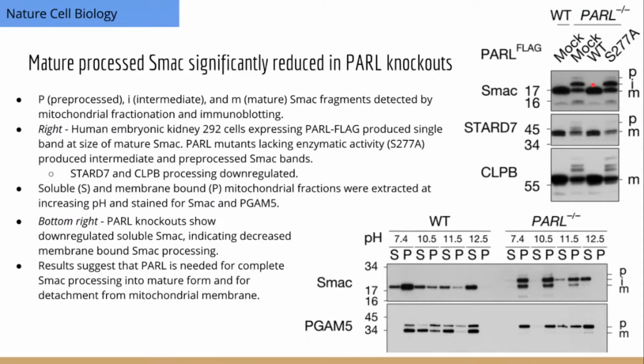In the mutant flagged PARL, which lacks the enzymatic activity because it has this S277A mutation. This is a mutant PARL that's been flagged. And we see this also causes a phenotype that resembles the PARL knockout, which we would expect because it doesn't contain cleavage ability. So we see downregulated Smac processing, about 80% less mature Smac. When this is actually measured, we see about 80% less. And we also see downregulated STARD7 right here and CLPB right here.